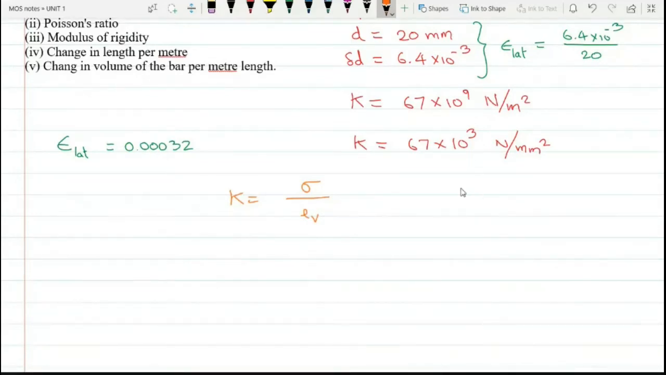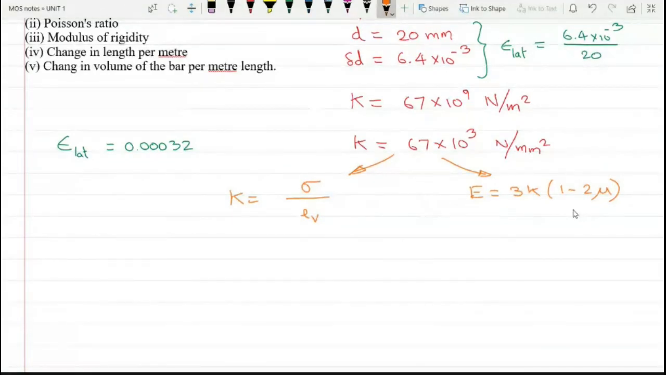Second, I have another formula related to bulk modulus, which is E is equal to 3K of 1 minus 2 mu. So these are the two formulas applicable for the bulk modulus. Let me write both formulas and analyze which data are available and which are not. Can you identify stress? Yes, it is possible. So this value is known.